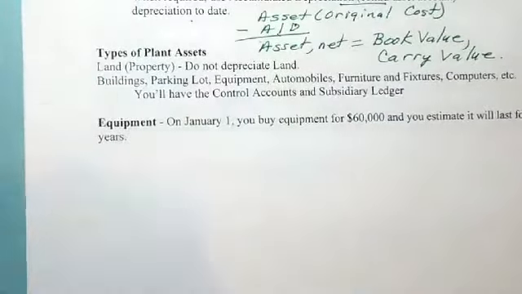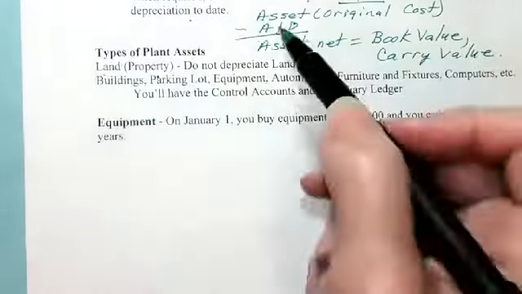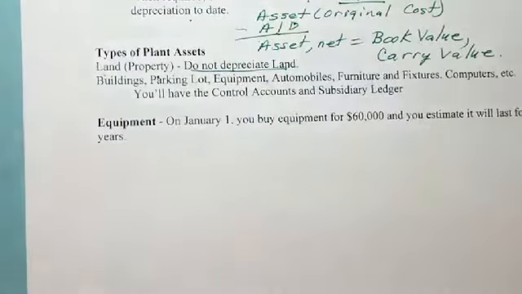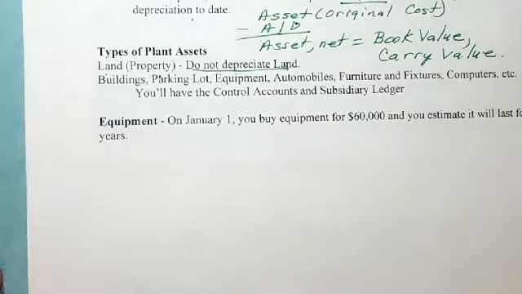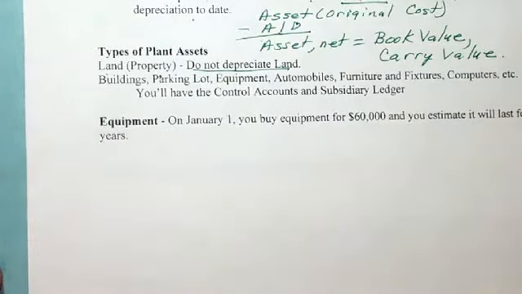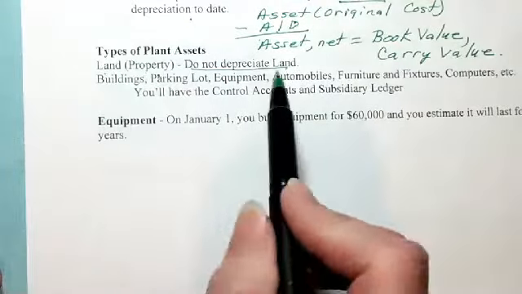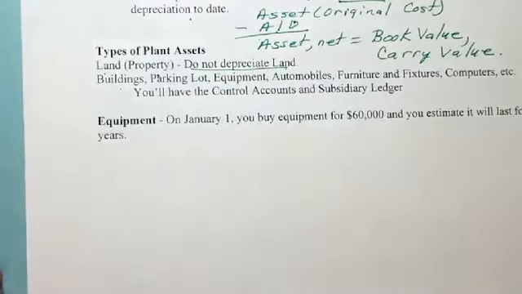Plant assets, we've got a whole bunch of them. Land, the key to that is you don't depreciate land. You go back to, I guess, the old farming days when land never loses value, and it very seldom does. It's at least always there. A building will fall down, the land will still be there. The other kinds that we do depreciate, any of those big things that aren't current. So buildings, parking lots, equipment, automobiles, furniture and fixtures, computers, any of that other stuff that you don't expect to use up in a year.